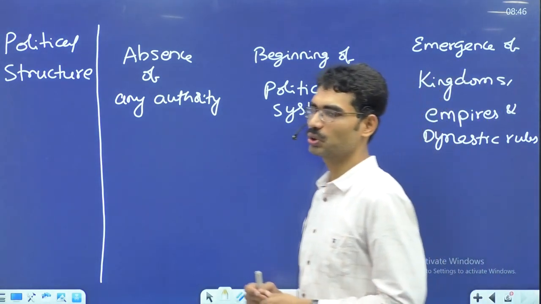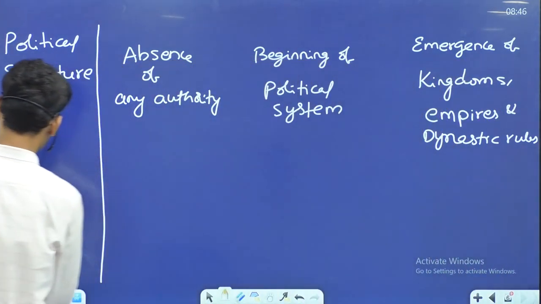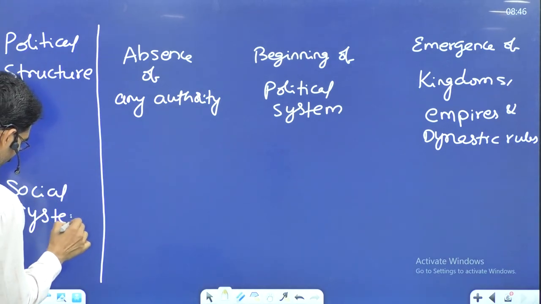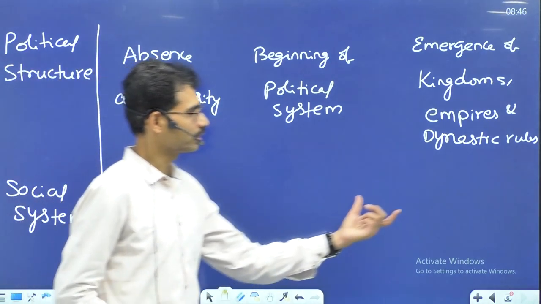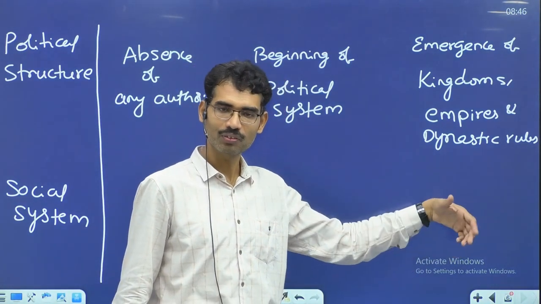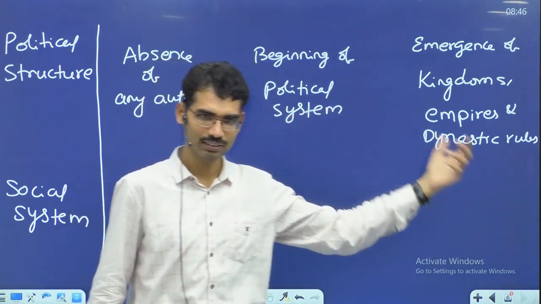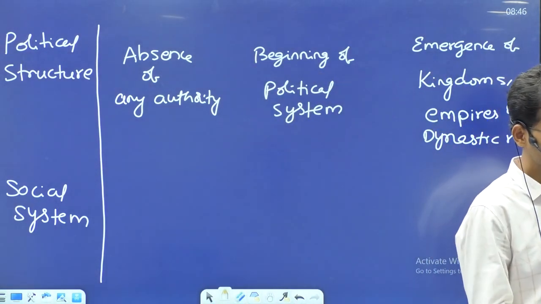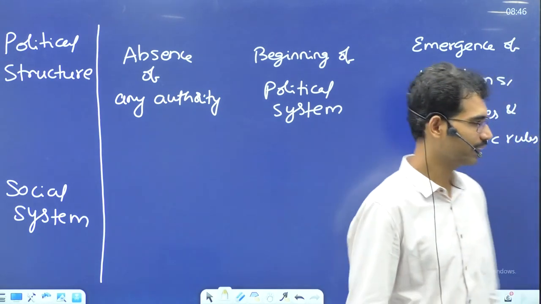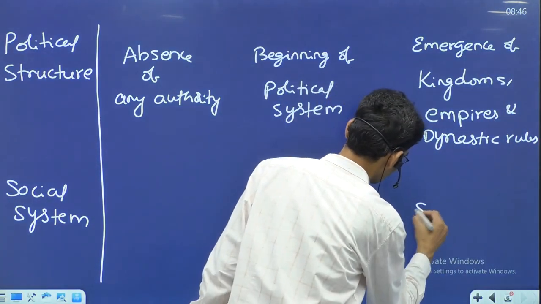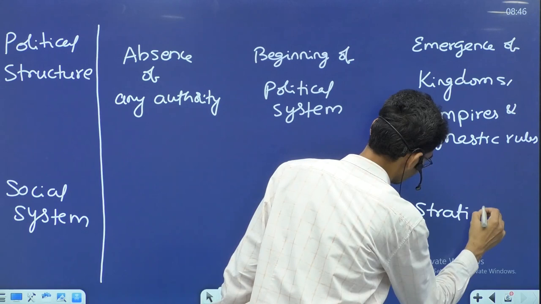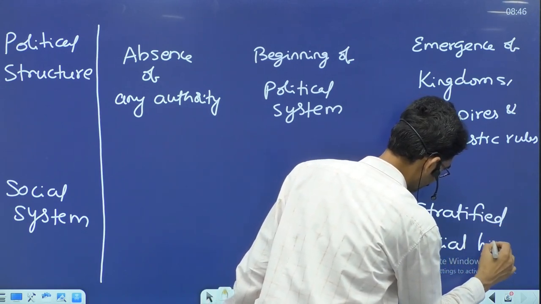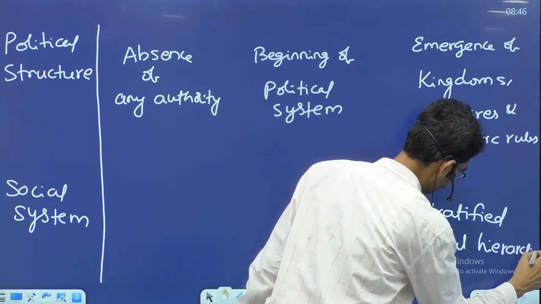If we take the social system, how can we define it? When it comes to the historic period in the Indian context, we have the Varna system, then the caste system, the Jati system, those things. How do we write? Stratified social hierarchies.